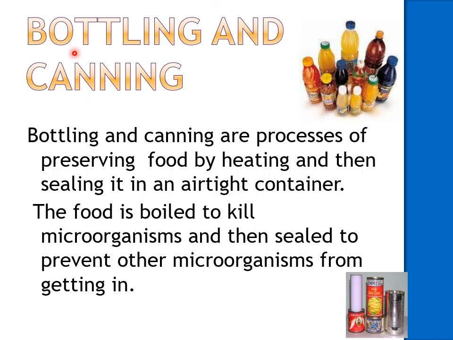Now, the next way of preserving food is by the process of bottling and canning. In this process, the food is preserved by first heating and then sealing it in an airtight container which is also sterilized. Due to heating, the microorganisms get killed, and as it is sealed in an airtight container, there is no contact with the outer atmosphere. This also prevents microorganisms from getting in.